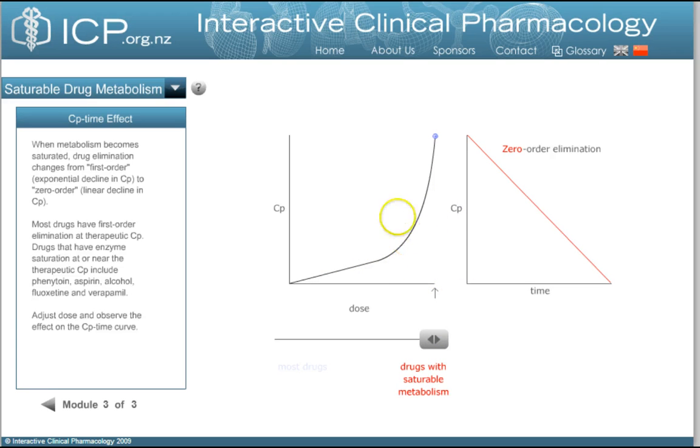Drugs like phenytoin, alcohol, verapamil. These are drugs that undergo zero-order kinetics.